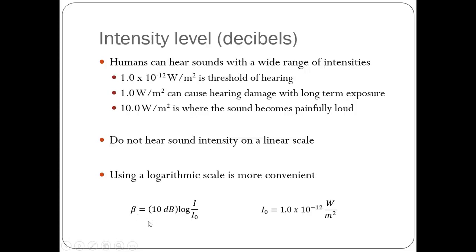And so the calculation of a decibel is we take 10 decibels and multiply by the logarithm of the intensity of sound divided by the threshold of hearing, which is 1 times 10 to the negative 12th. So basically we're comparing how loud this sound is compared to the softest sound that humans could possibly hear, and then take the logarithm of that ratio and multiply it by 10.